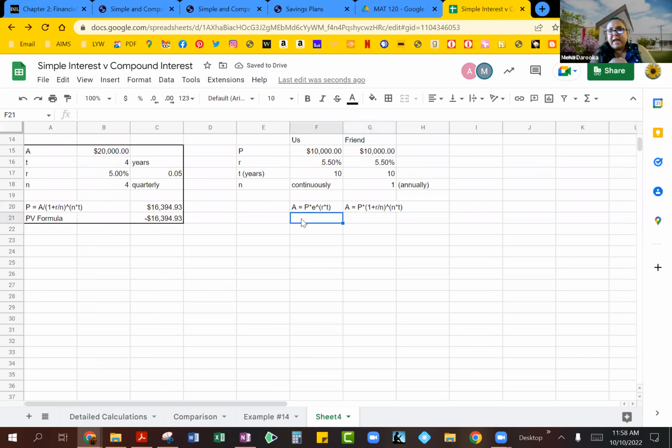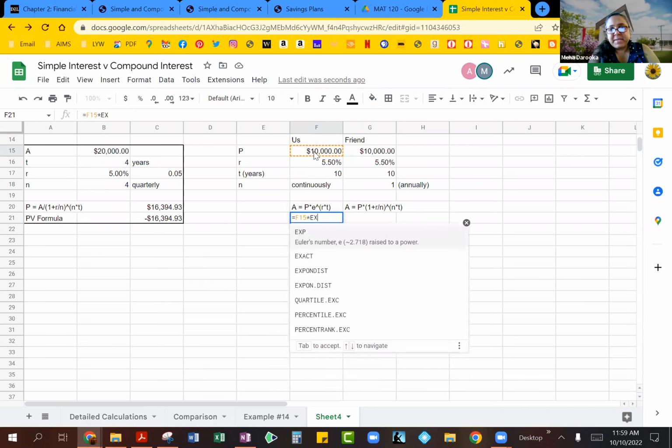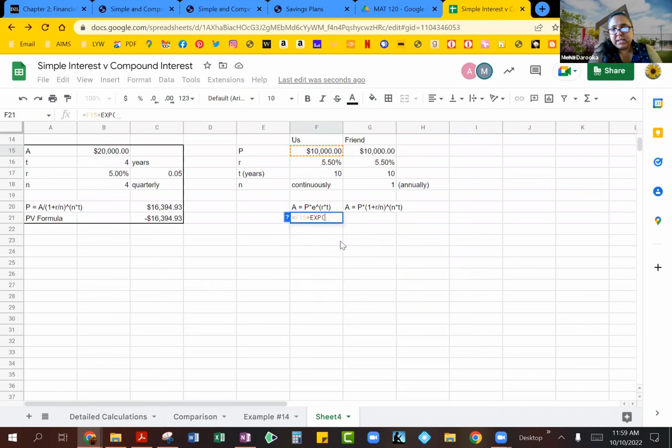So let's take a look at how we can do our calculation, which is compounded continuously. This is where we start again by equal to. Then you click on just the principal, the $10,000 for us. And then we multiply this. Make sure you use the multiplication symbol. And this is where you're using the built-in function EXP, guys. So this is going to be your EXP. So we're going to click on that.